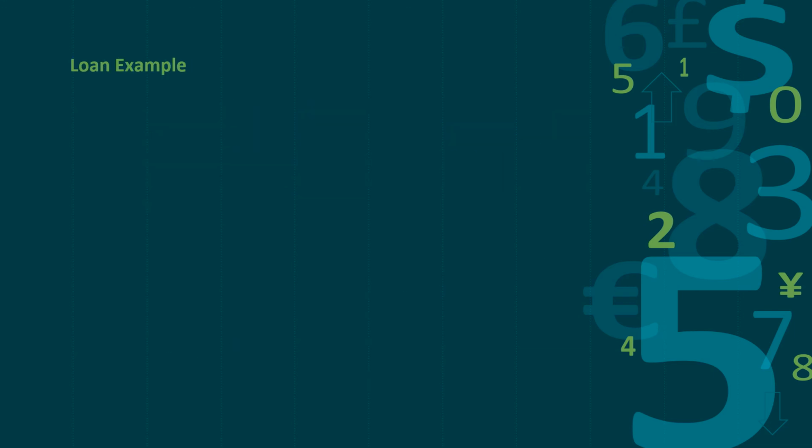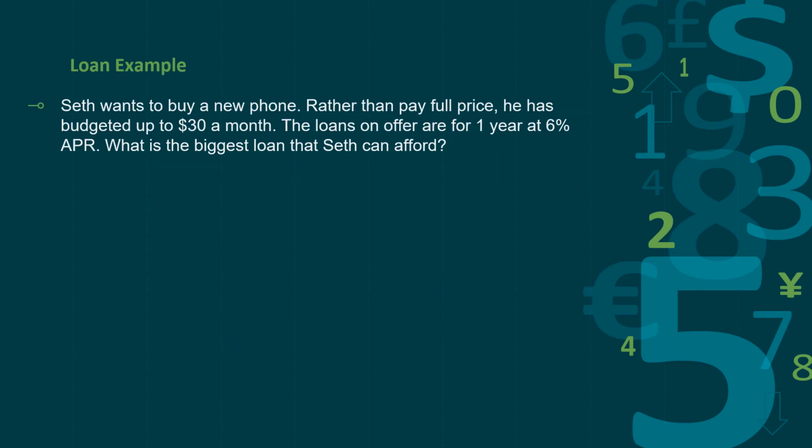Let's give a fun example. Seth wants to buy a new phone. Seth doesn't have a bunch of money lying around, but he has budgeted 30 bucks a month, right? He can do this. And there are loans that you can have on phones. And in this case, there's one for 1 year at 6% APR. He wants to take out the biggest loan he possibly can so that he can get the coolest phone possible. What is the biggest loan?